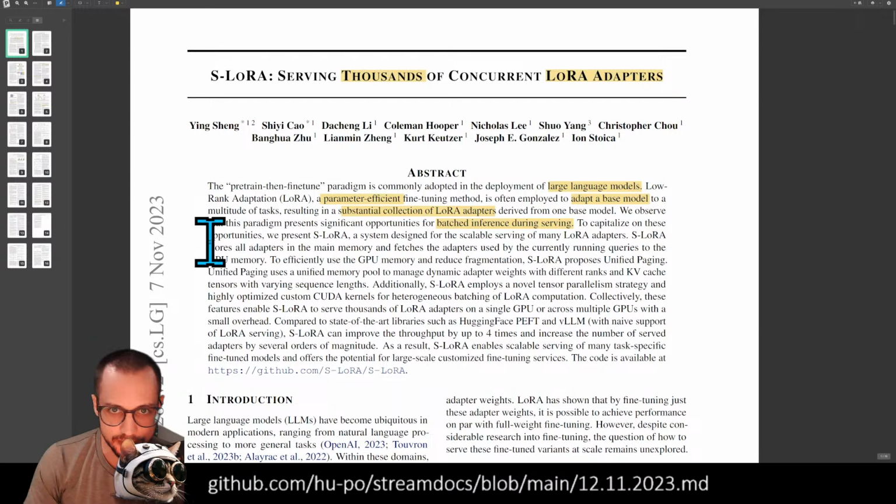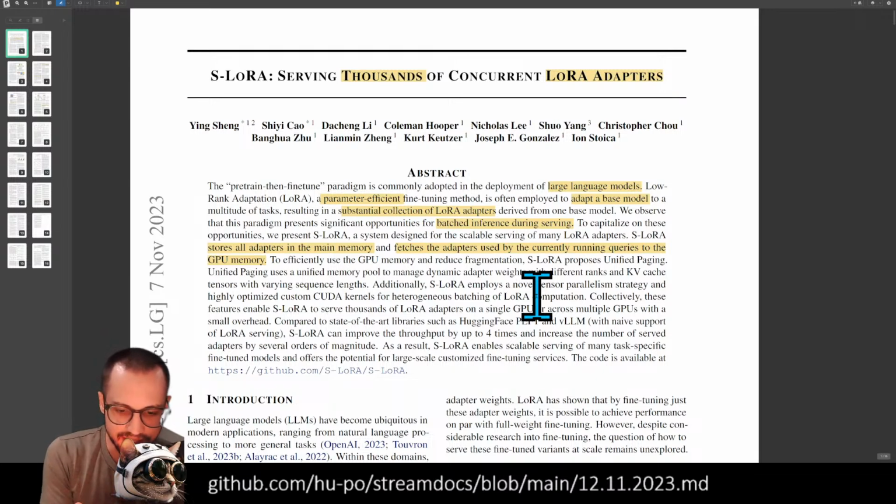S-LoRA stores all adapters in the main memory and fetches the adapters used by the currently running queries to the GPU memory. Okay, so they're going to be playing tricks, right? And this is just kind of the name of the game when it comes to performance and inference and doing things efficiently and batching, that you basically have to play this memory shuffling game, right? Ultimately, a computer is basically a series of memory caches that are increasingly further from and closer to the actual processor that's doing the calculation, right?